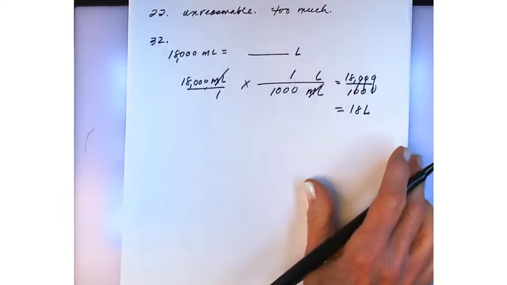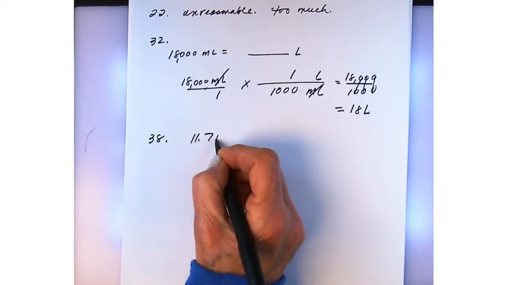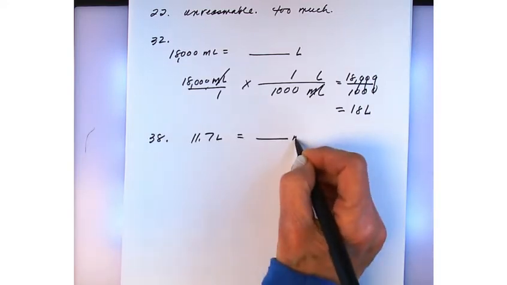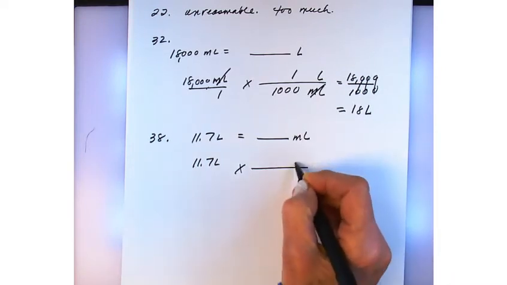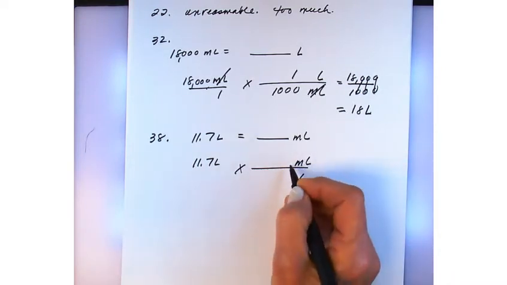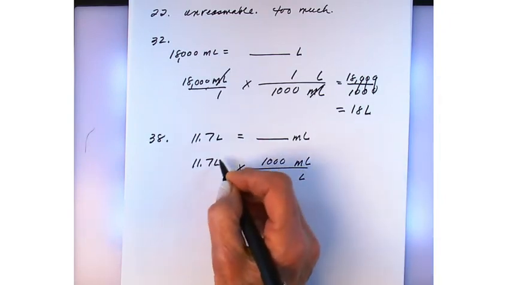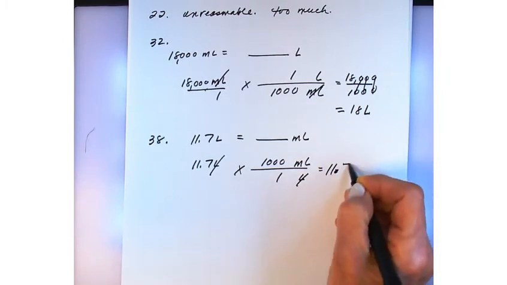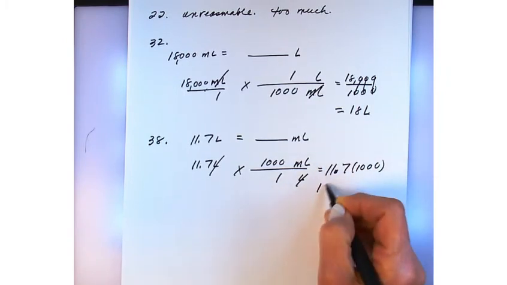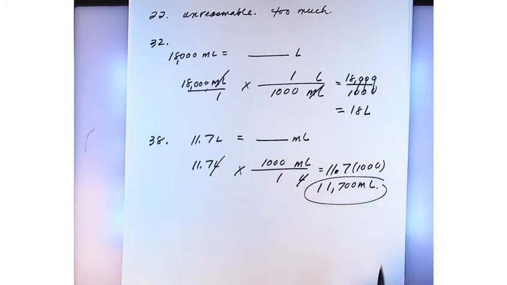Working with liters and milliliters again, look at 38. 11.7 liters equals how many milliliters? Out go the liters, in come the milliliters, and it takes 1,000 milliliters to equal 1 liter. The liters cancel. 11.7 times 1,000 is 11,700 milliliters. Okay?